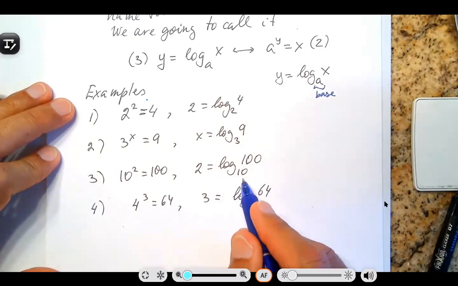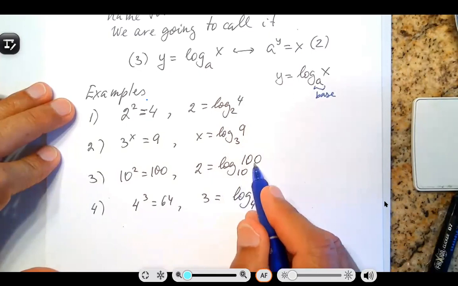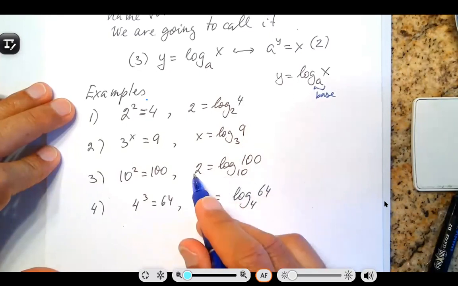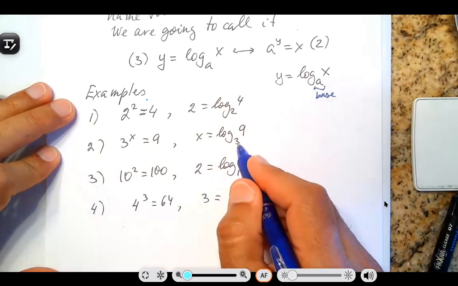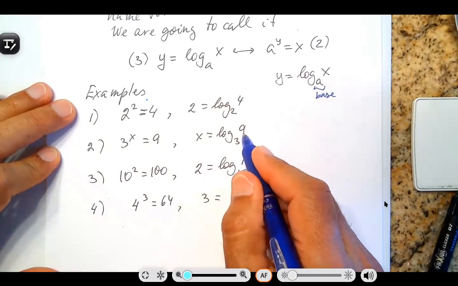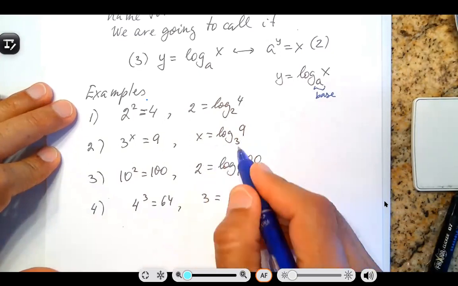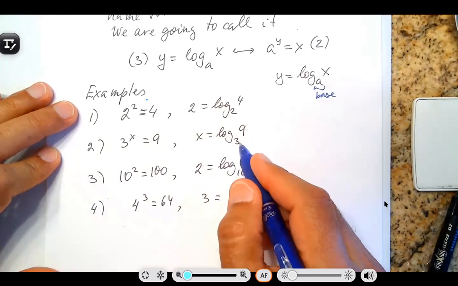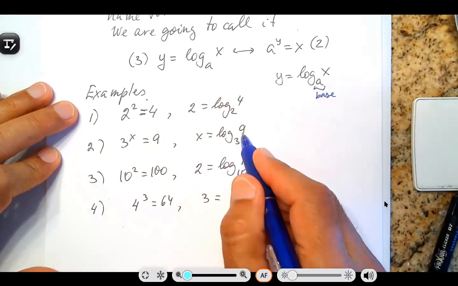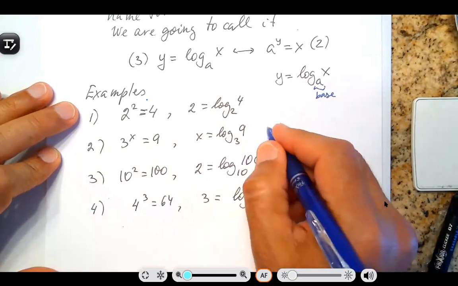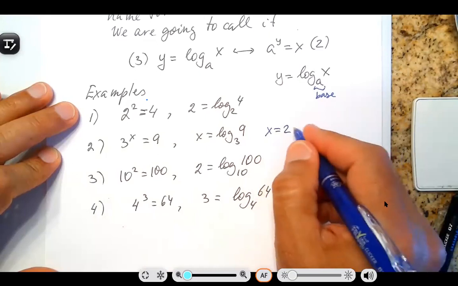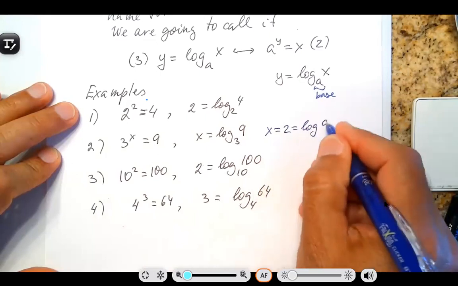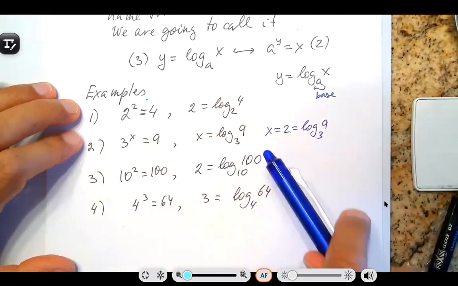To which power do I have to raise 10 to get 100? To the second power, 10 to the second equals 100. To which power do I have to raise 3 to get 9? Yeah, by the way, this is 2. 3 to the second, so x equals 2. So you just calculated a logarithm. So what does logarithm 9 base 3 mean? It means 2.